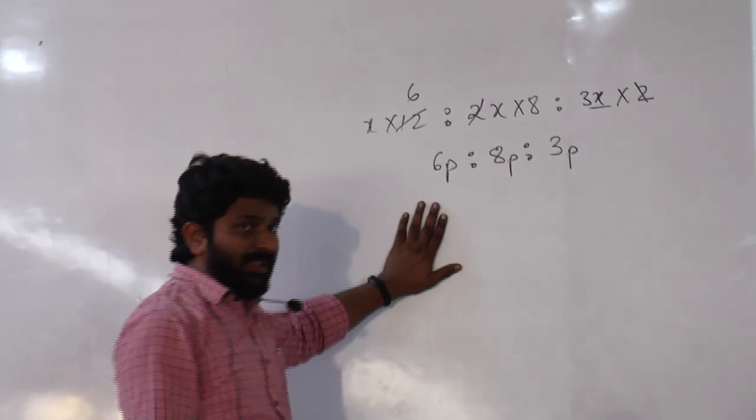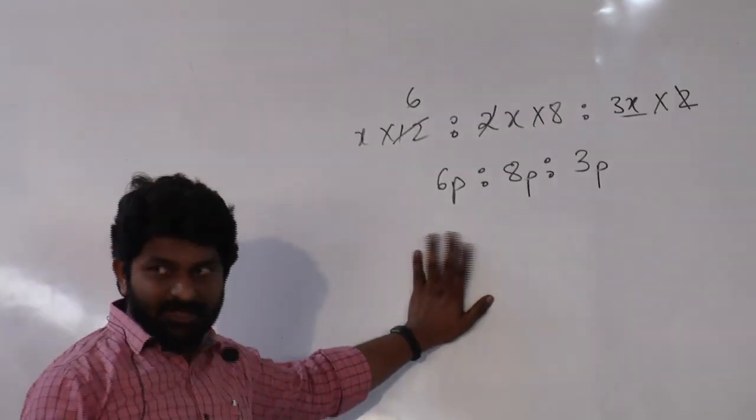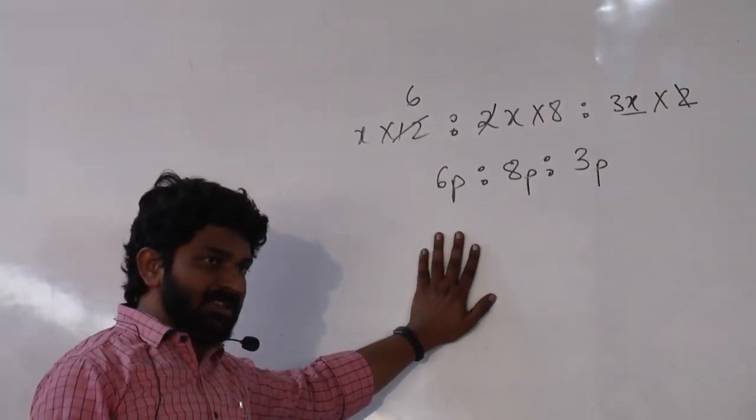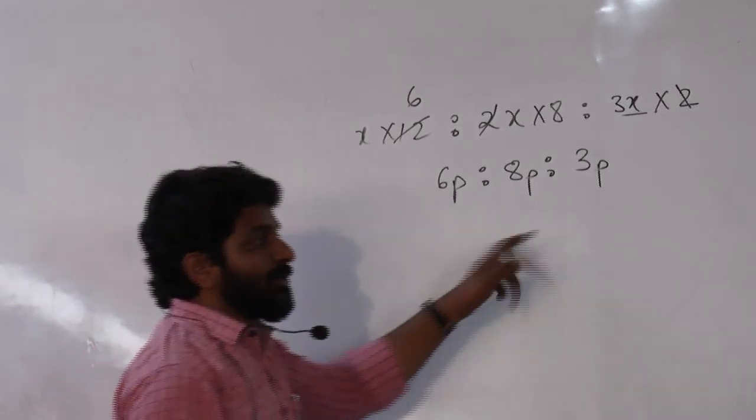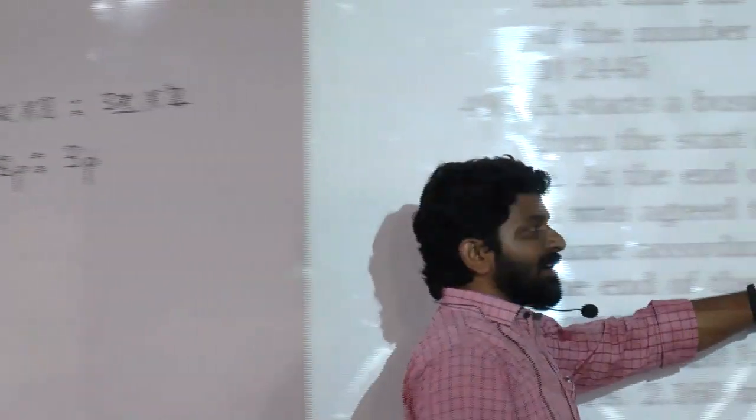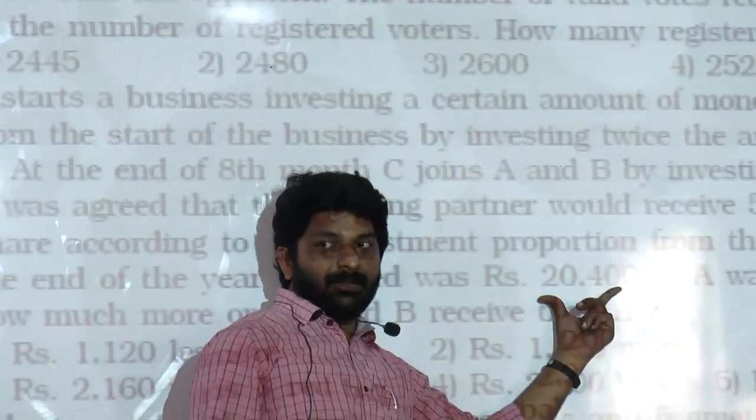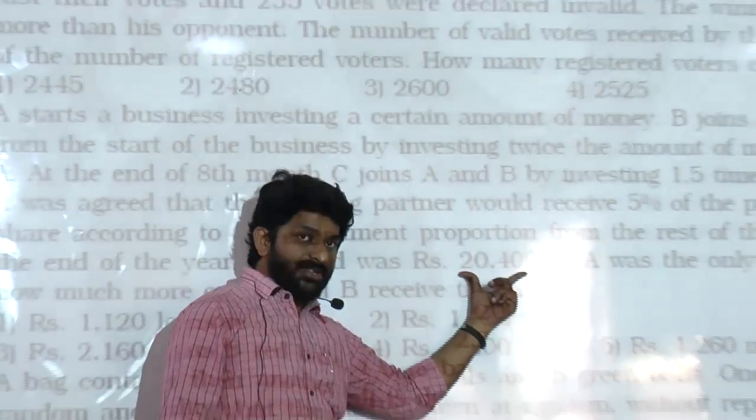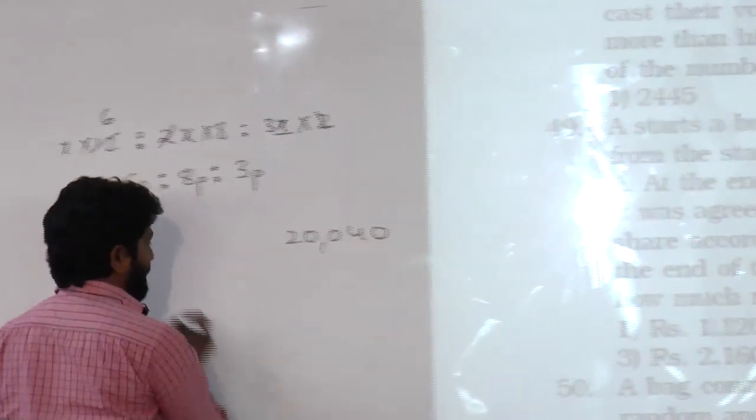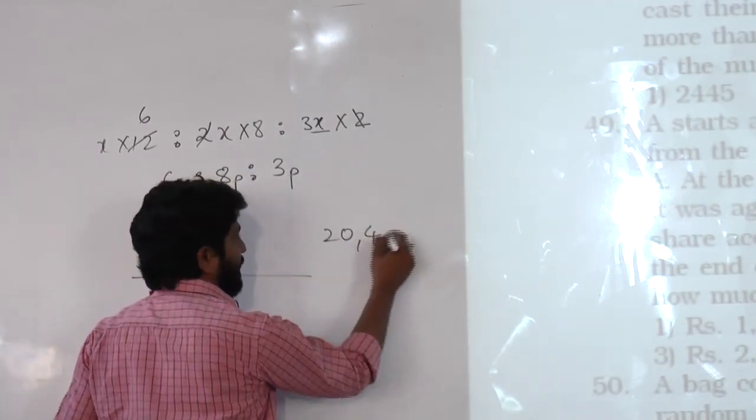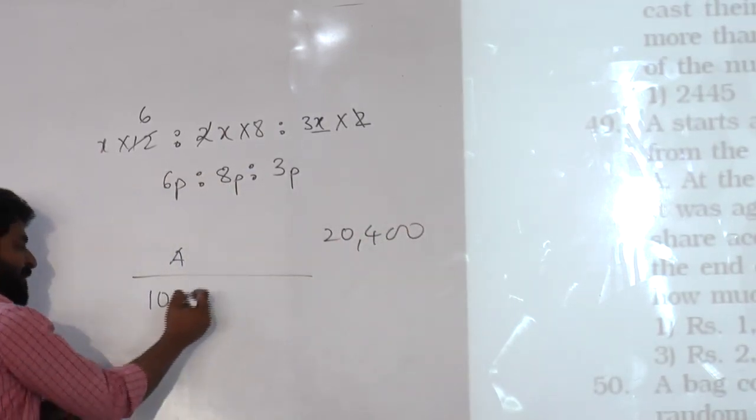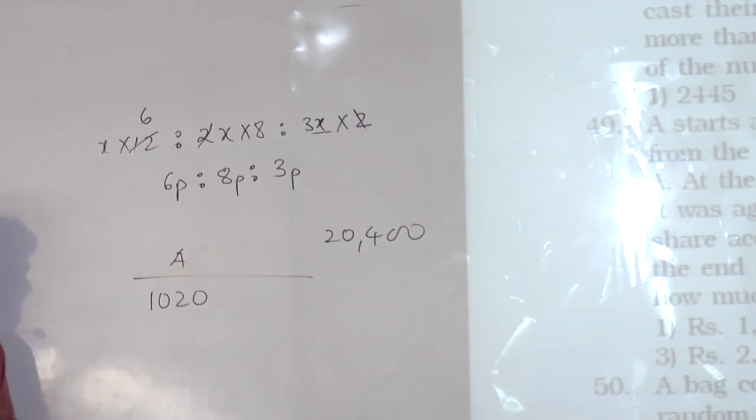Apart from this profit, A gets 5% of the total profit because he is the managing, working partner. Right. So as a working partner gets 5%, 10% of this number is 2040. 5% is 1020. So out of 20,400 rupees, A gets 1020 rupees, which is 5% of the number.